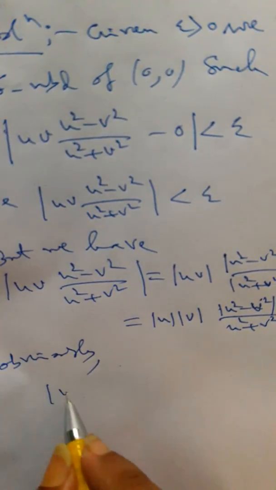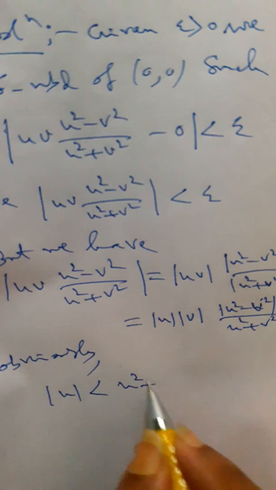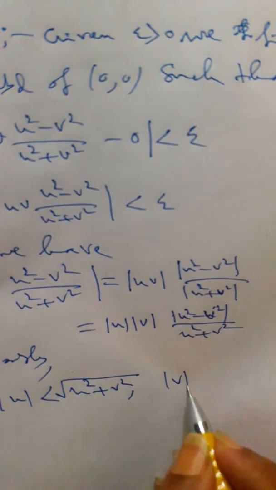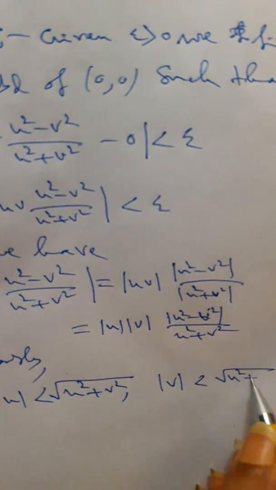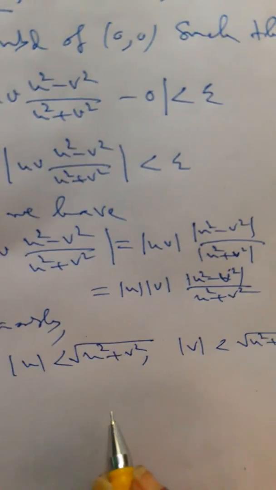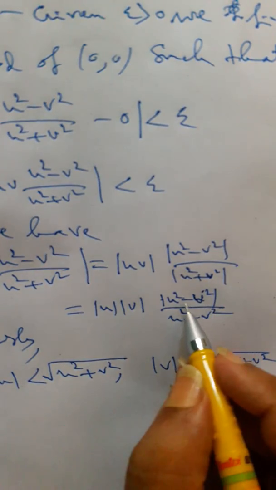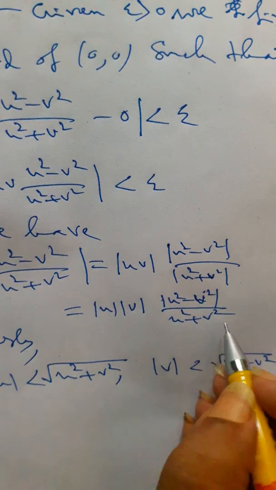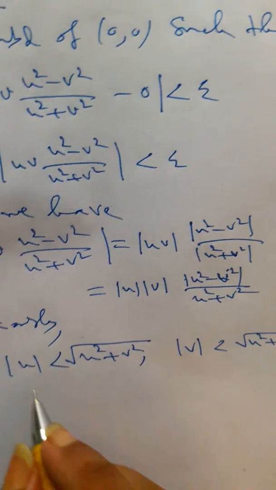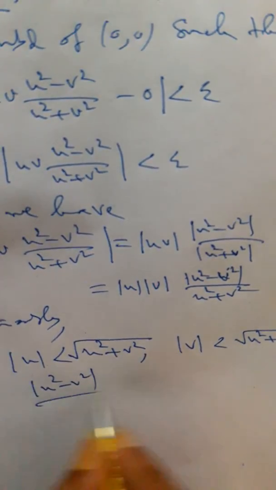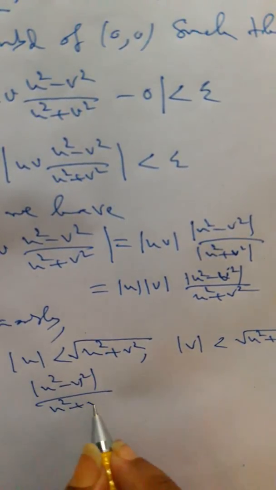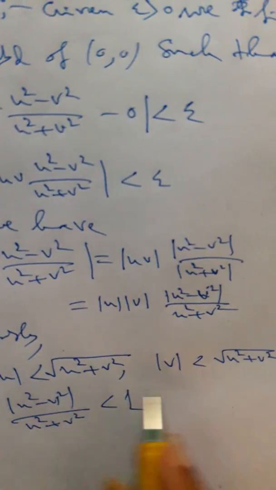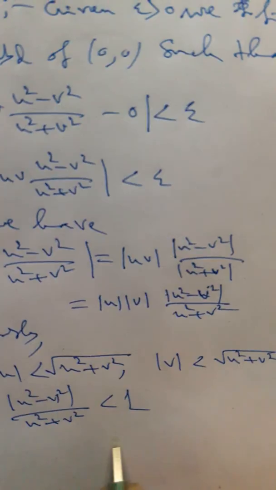Now, obviously, we find mod u is less than root over of u square plus v square, and mod v is also less than root over of u square plus v square. We use this inequality. It is also clear that u square minus v square is less than u square plus v square, so mod of (u square minus v square) by (u square plus v square) is less than 1. So we are getting three relations.